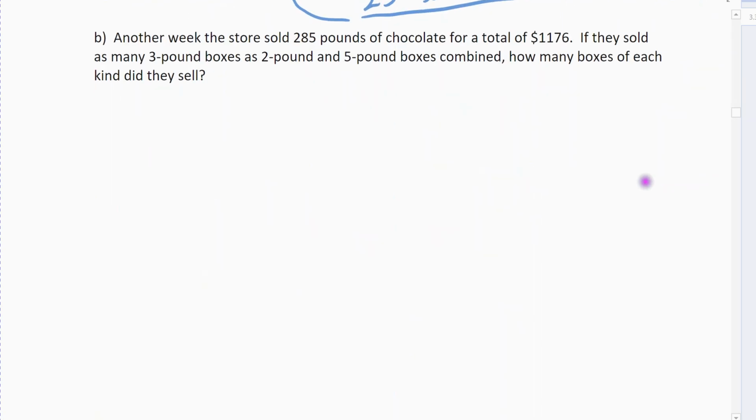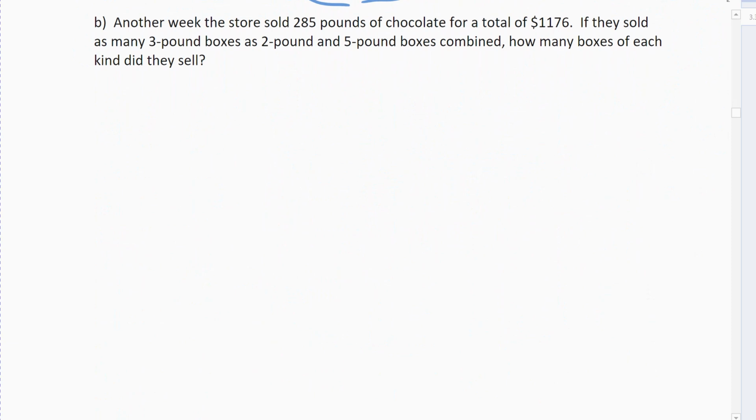All right, the second part of this problem. So I have the same first set of information. I still have my 2-pound, which are worth $10, 3-pound, which are worth $12, 5-pound, which were $18. But in a different week, they tallied the amount of chocolate. So they sold 285 pounds of chocolate for a total of $1,176. They sold as many 3-pound boxes as 2-pound and 5-pound combined. How many of each did they sell?